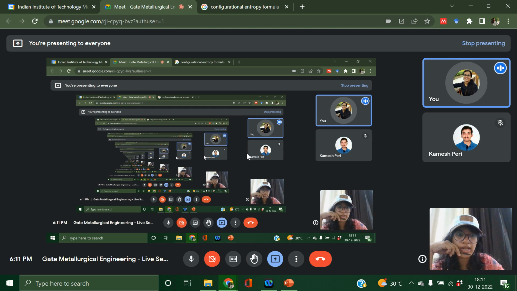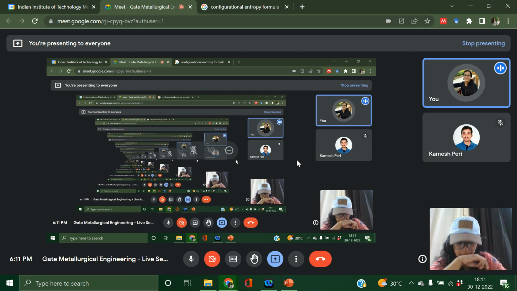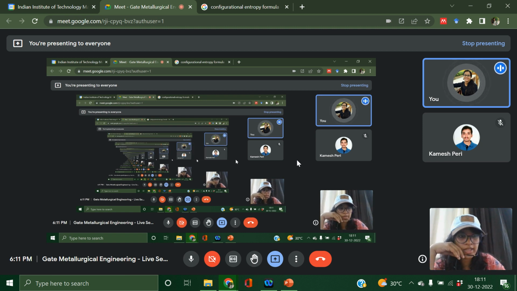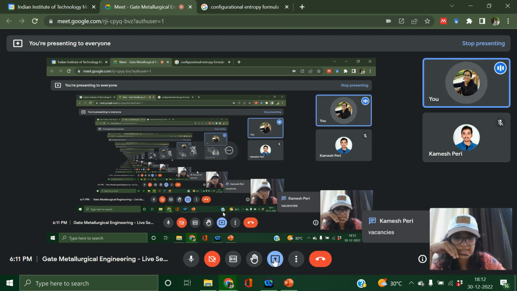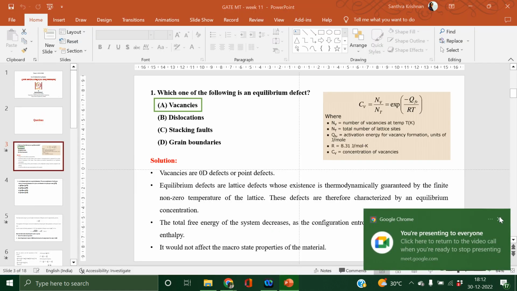We know that there are zero dimensional defects, one dimensional defects, two dimensional defects, and so on. So, out of these, which is an equilibrium defect? It's a basic theoretical question. Are you familiar with the answer? If not, I'll explain. Vacancies. Okay. So the answer is vacancies.